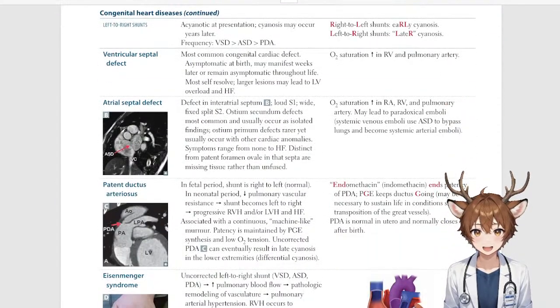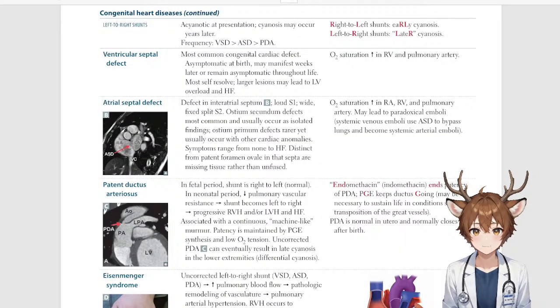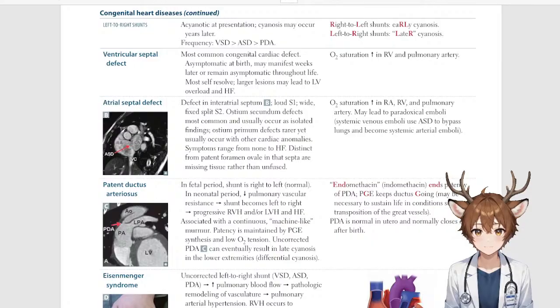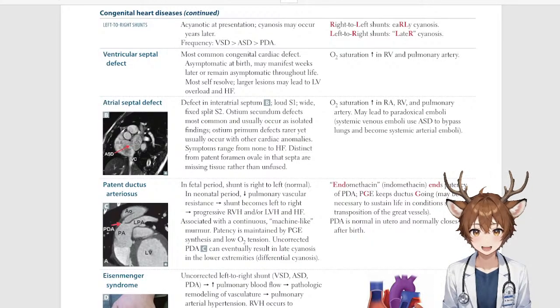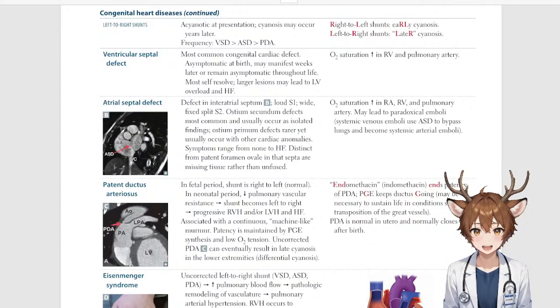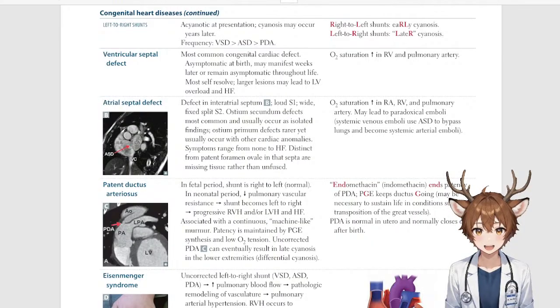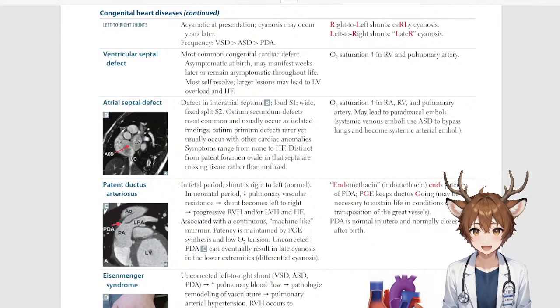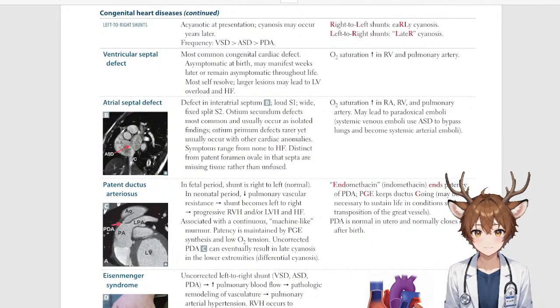We're talking about left to right shunts. We just talked about right to left shunts, going from the right to the left. Now we're talking about a shunt from the left to the right. What's going on with that? Left to right shunts are acyanotic at presentation, cyanosis may occur years later. Frequency: VSD is greatest, then ASD, and then PDA. Right to left shunts are early cyanosis. Left to right shunts are later cyanosis.